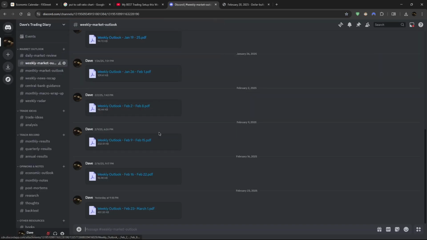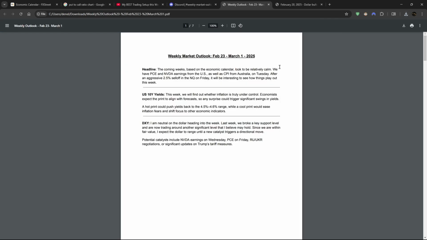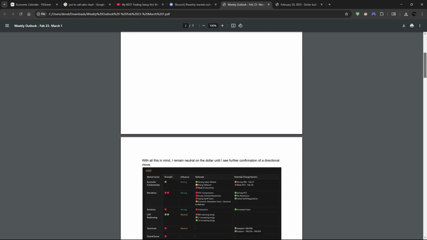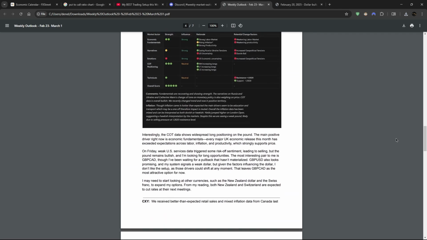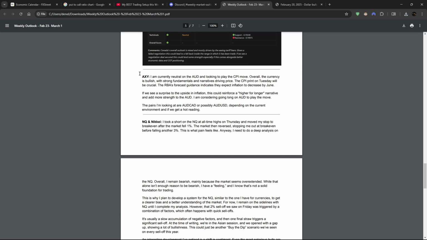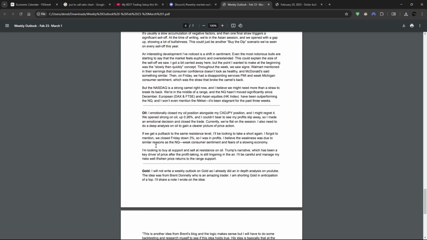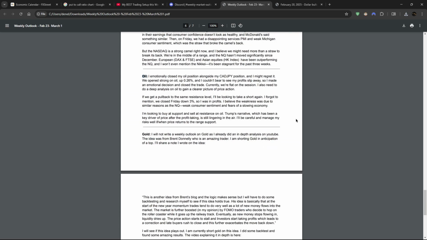Next we have the weekly economic outlook, which, as the name suggests, is just the outlook for the markets for the coming week. This is the outlook that I wrote for the market this week as I'm recording this. It's the same format again. I have a headline and then I analyze all the markets that I trade: 10-year yields, the dollar, the yen, the pound, Canadian dollar, Australian dollar, Nasdaq, Nikkei, oil, gold, and everything.